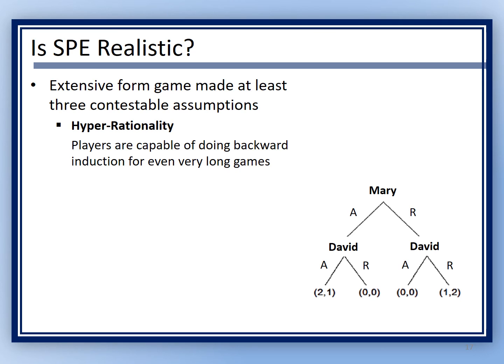So I know what you're going to do next. And you know what I'm going to do next. And I know what you know about what I'm going to do next. And then you know what I know about what I'm going to do next. It gets very complicated very soon. It's a constant joke among game theorists: I know, you know, I know, you know what you're going to do. So this is an assumption that is highly contestable, because if computers can't do it, it's highly unlikely that humans can do it. That's one.